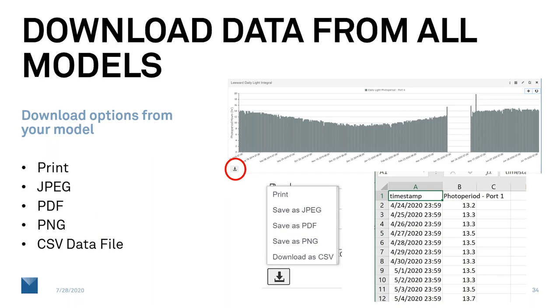At the bottom of your custom graph or model, there is a download arrow. See the red circle on the graph? You'll receive a menu option. Many picture formats are offered at the bottom of the list, and also your download as CSV would be the data output in Excel or your favorite CSV output.